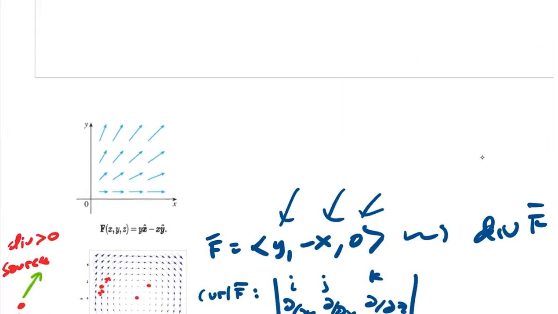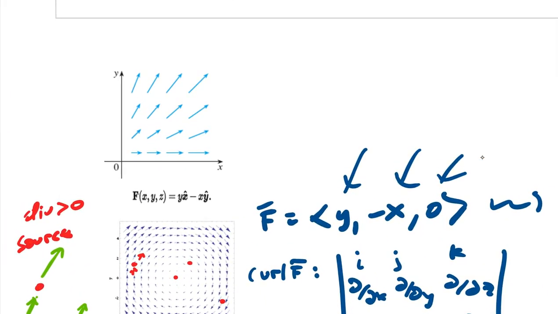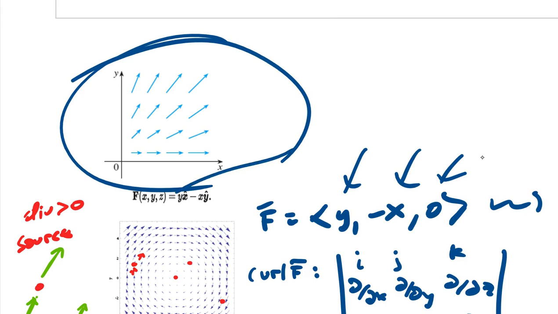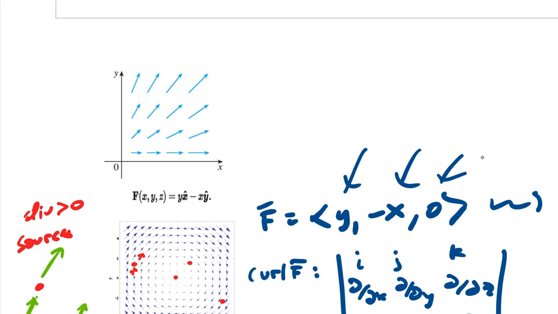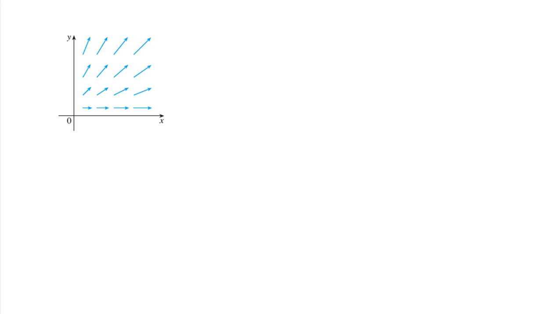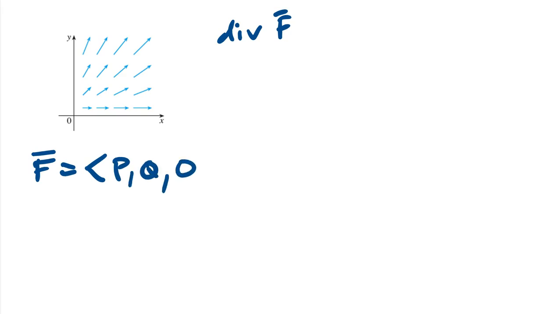The question in the homework though was this one: determine the divergence and curl of this without even knowing the formula for f. So let me cut that out and paste it, and we'll look at it. Okay, so here we are. Let's look at the divergence first. The divergence of f, and let's suppose that f is P, Q, R. Now R in this case is 0, so that makes things easier.